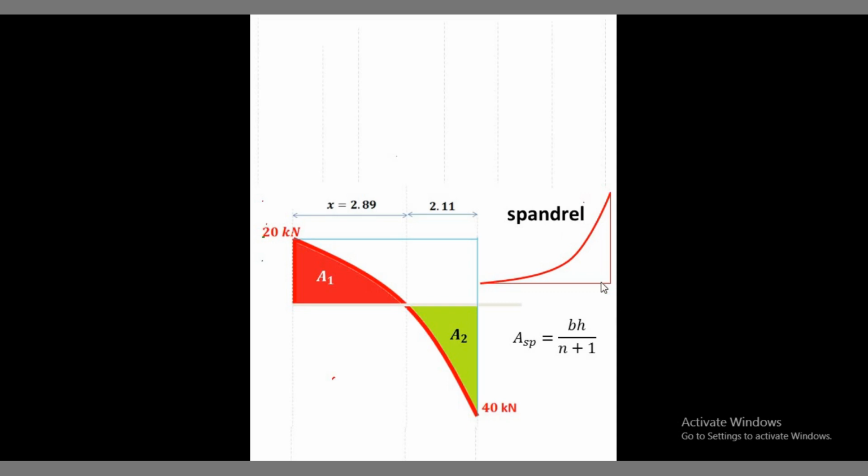So in here, ang concern ko dito is the area 1 and area 2. And area 1 is not a spandrel. It is, kumbaga, yung other side ni area 1, yun yung part ng spandrel, pero hindi siya yung spandrel. And so, paano ko makukuha si area 1? So, for area 1, that is equal to 20 times 2.89.